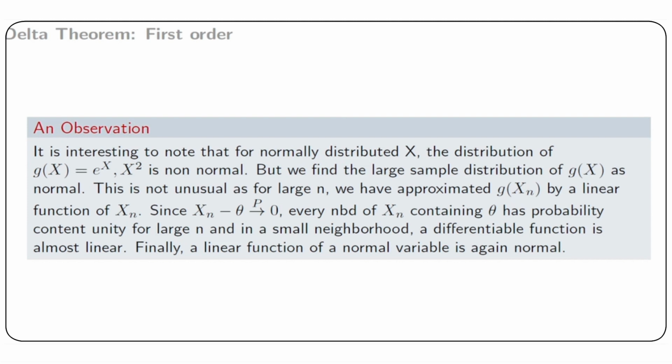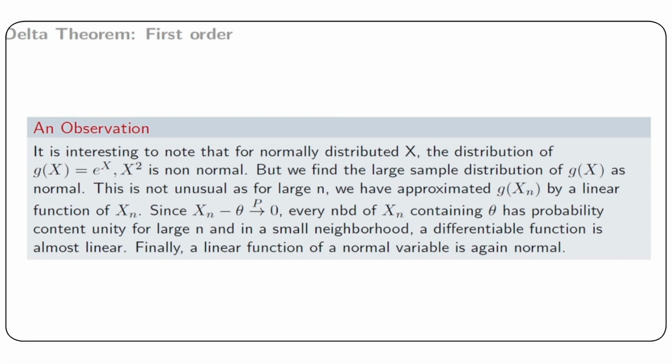some conditions. So this is not unusual, as for large n we have approximated g(Xn) by a linear function of Xn. Since Xn converges to θ in probability, every neighborhood containing θ has probability content unity for large n, and in a small neighborhood a differentiable function is almost linear. And since a linear function of a normal variable is again normal, we find the large sample distribution as normal, and this is just a heuristic justification of asymptotic normality of g(Xn).